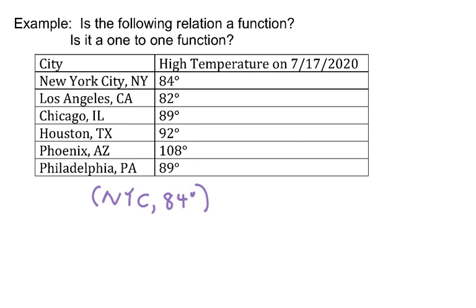Is the following relation a function? No two ordered pairs have the same first coordinate? That's right. All of these first coordinates are different, so this is a function.